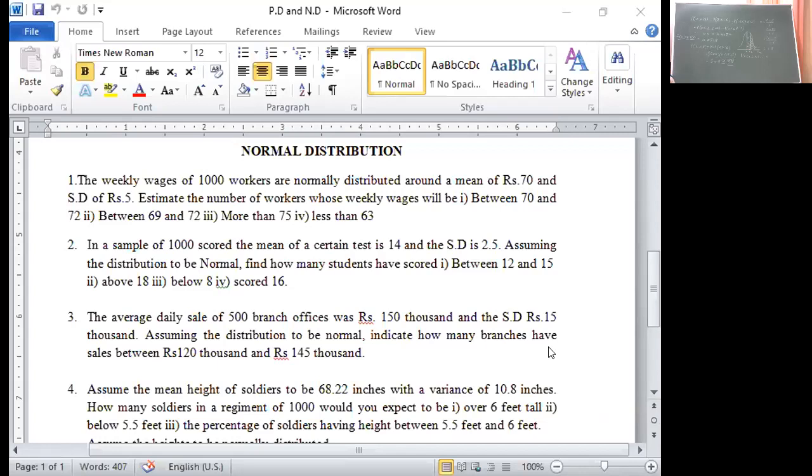Mahesh Raut, tell me the answer of this problem. Solve it and tell me.